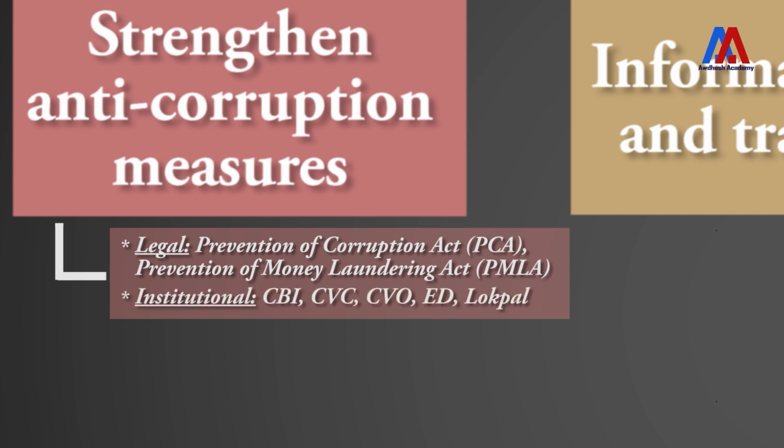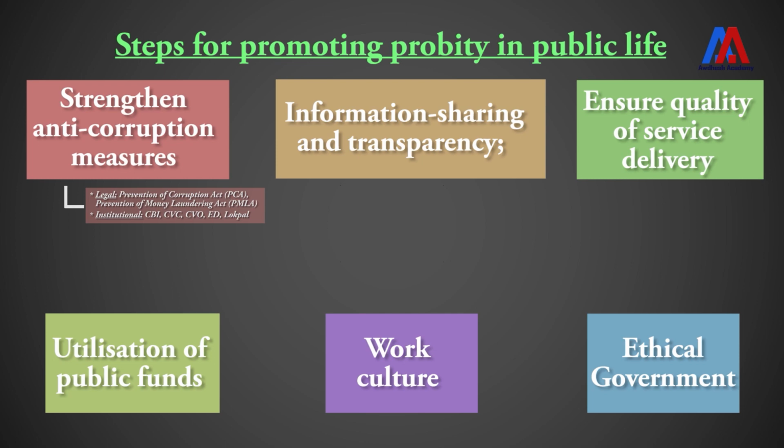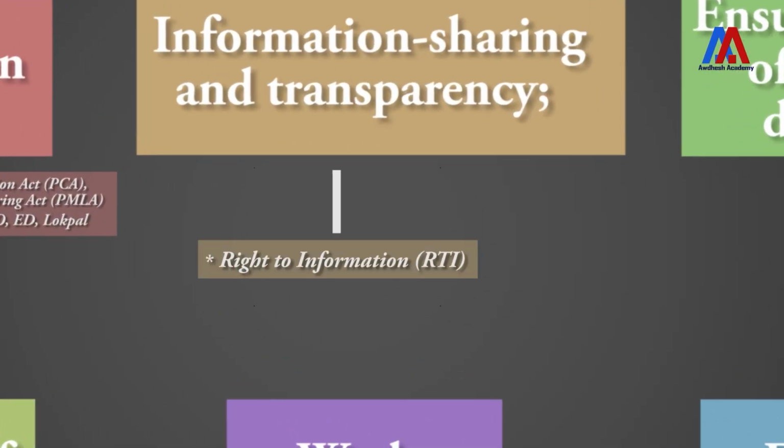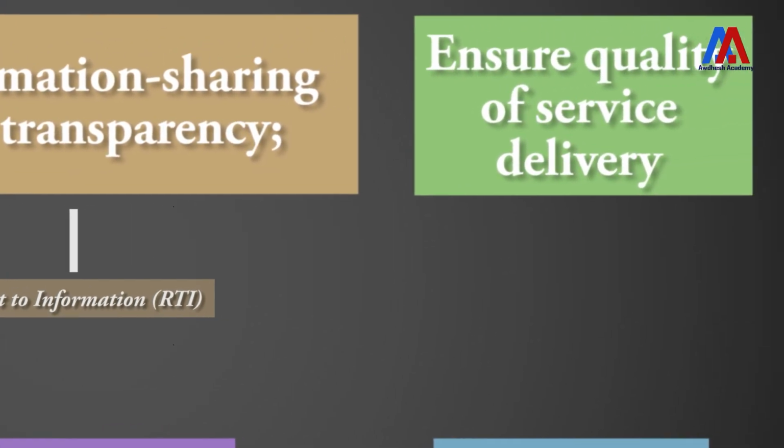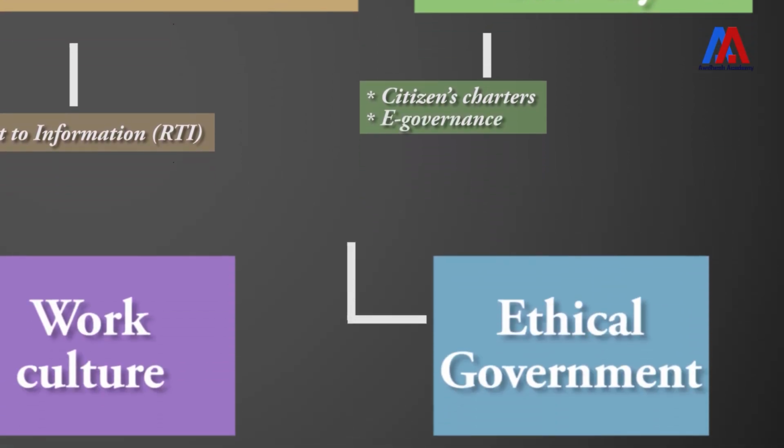The second type of measures are institutional measures, that means creating strong institutions for preventing corruption. For example, Central Bureau of Investigation, CBI, Central Vigilance Commissioner, that is CVC, Central Vigilance Officer, that is CVO, then Enforcement Directorate and Lokpal. So these are the different institutions which have been created to strengthen the anti-corruption measures. Then within the information sharing and transparency, we have legislations like Right to Information Act. In order to ensure quality of service delivery, we have the provisions like Citizen Charter and e-governance. Then in order to ensure the ethical government, we have codes of ethics and codes of conduct.